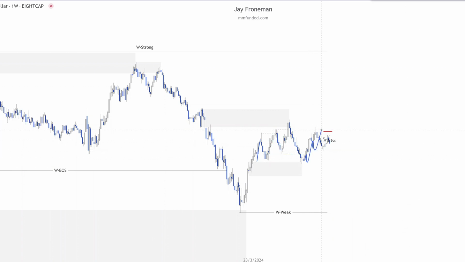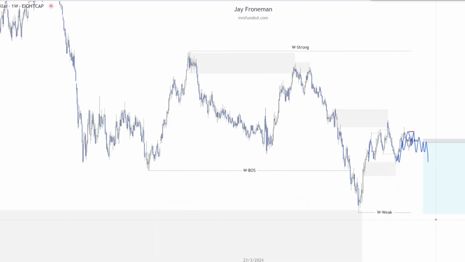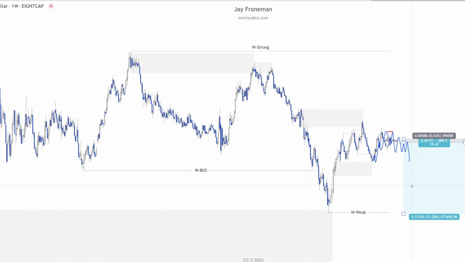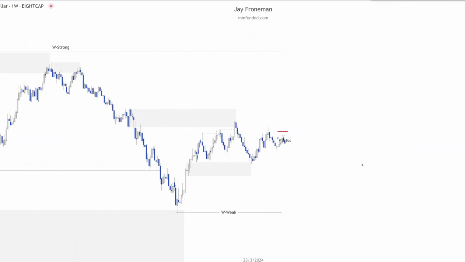After that daily pullback and the internals on the 4-hour and the M15 start shifting bearish, this will be very good confirmation for a long-term swing trade to target our weekly weak lows, which is exactly the trade the community and I are currently in that we executed in yesterday morning's London session.